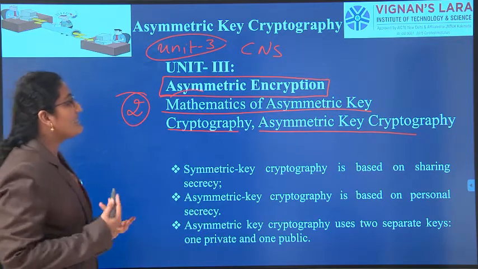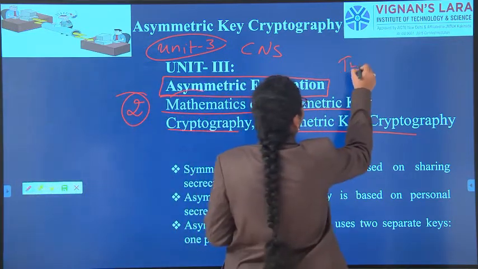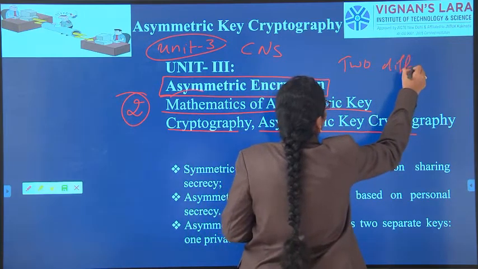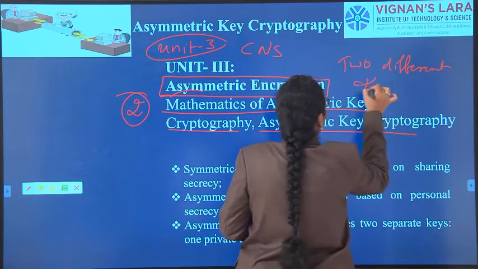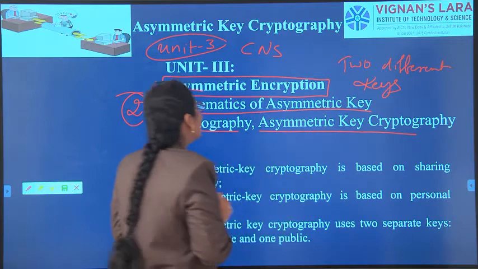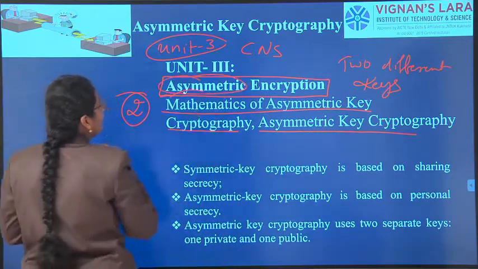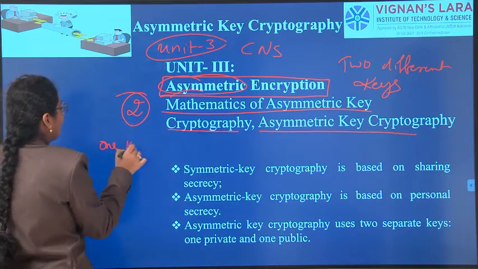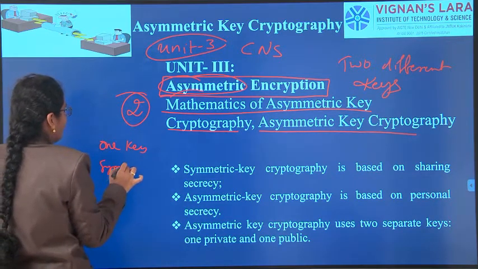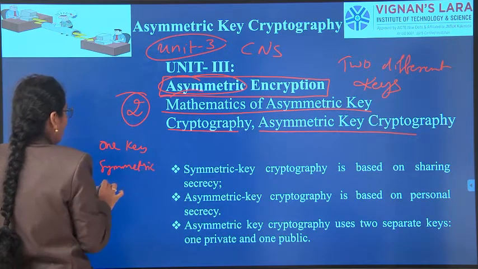So what do you mean by asymmetric encryption? Using two different keys. If we use two different keys, it is asymmetric encryption. If you use only one key, it is symmetric encryption. So you already know that.